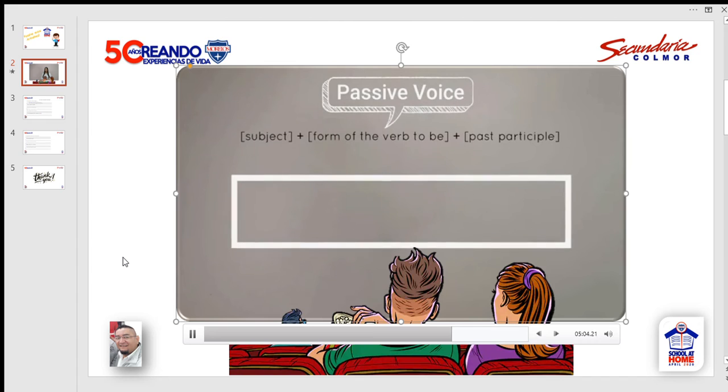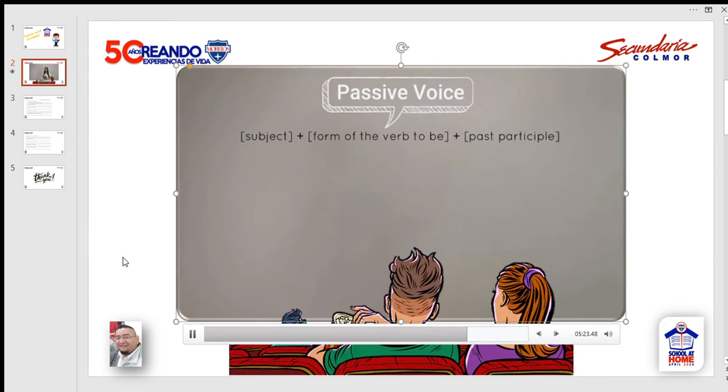Past perfect tense. The house had been cleaned before they arrived. The house is a subject. Had been is a past perfect form of the verb to be. Cleaned is a past participle of a verb to clean. Before they arrived is the rest of the sentence.